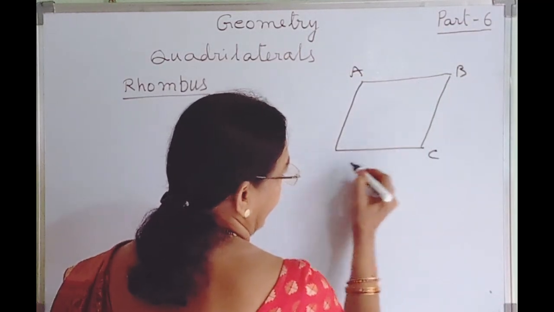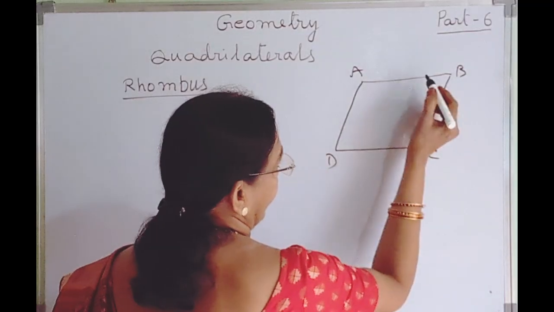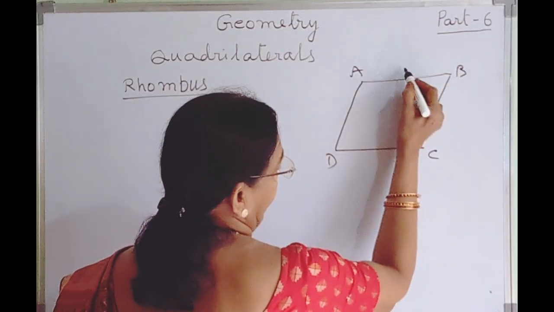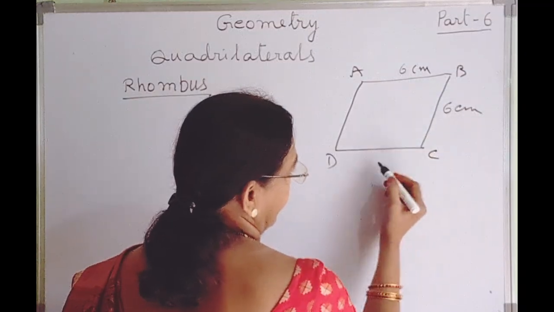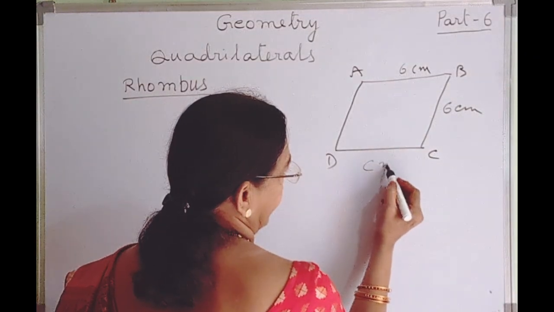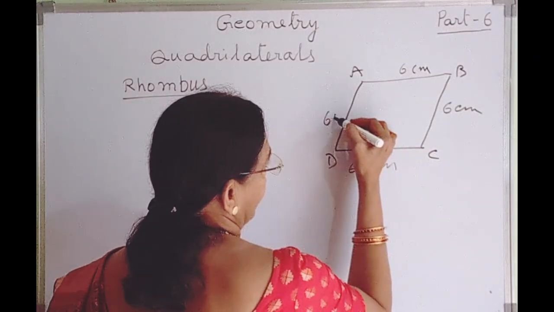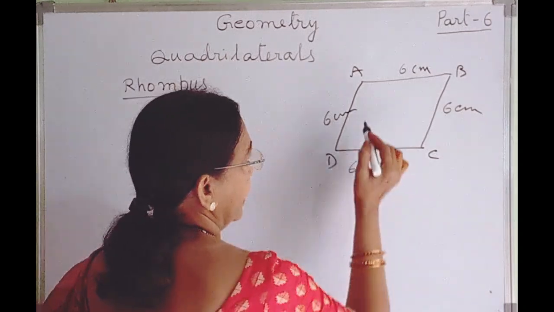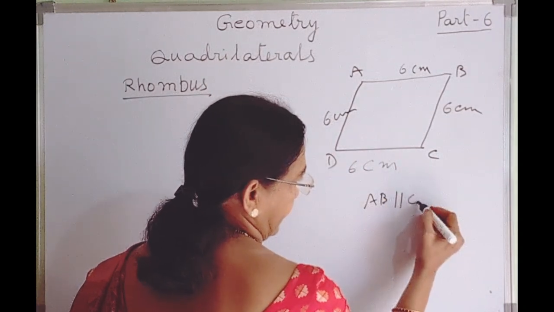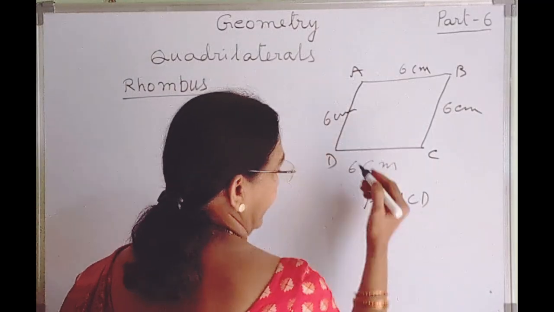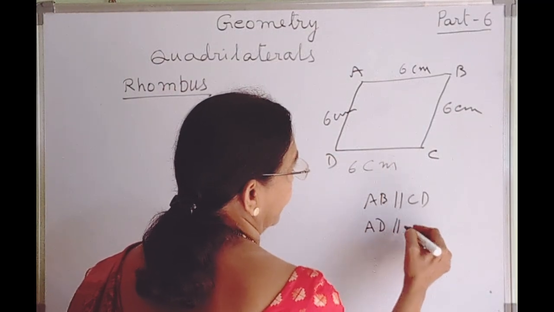So ABCD is a rhombus. Here AB, let it be 6 centimeters. Then BC is also 6 centimeters, CD 6 centimeters, and AD also 6 centimeters. Four sides are equal, and AB is parallel to CD, and AD is parallel to BC.